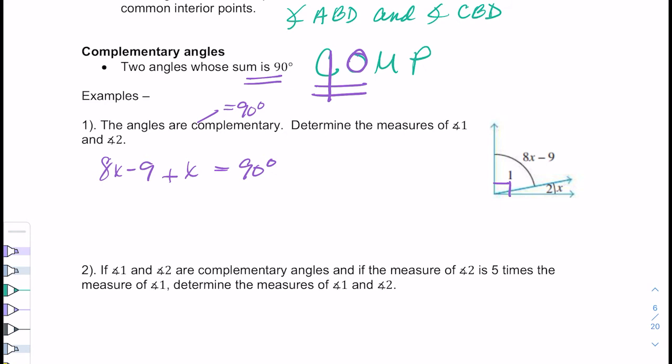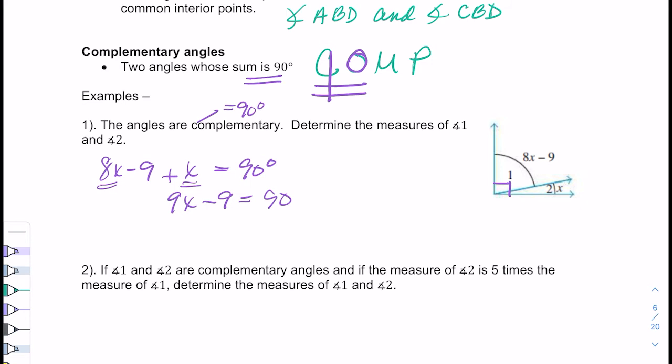And now I'm going to solve this. To solve this, I have to collect like terms. What are my like terms? They're anything that has the same variable, same exponent. So I've got an 8x and an x. If I add them, I'm going to get a 9x. And then I'm just going to bring that negative 9 next to it, and then carry down the equals 90.